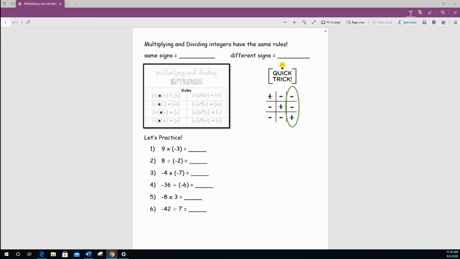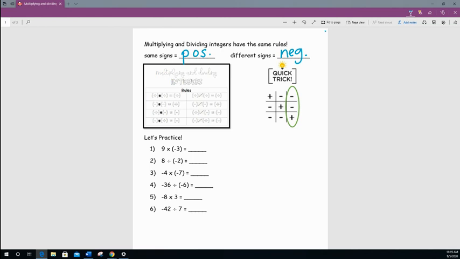The first rule is whenever you're multiplying or dividing integers that have the same sign, your answer is going to be positive. Anytime you're multiplying or dividing integers that have different signs, your answer is going to be negative. Okay, so those are literally the only two rules that go with multiplying and dividing integers. Now, there are a couple things on here to kind of help you out with that.